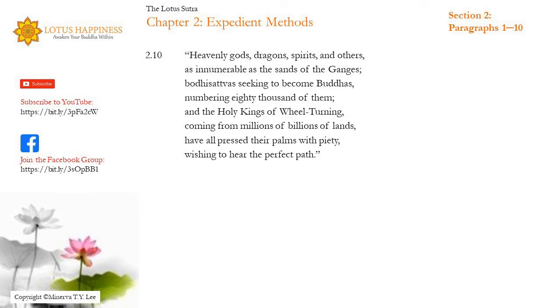Heavenly gods, dragons, spirits, and others, as innumerable as the sands of the Ganges. Bodhisattvas seeking to become Buddhas, numbering 80,000 of them. And the holy kings of wheel turning, coming from millions of billions of lands, have all pressed their palms with piety, wishing to hear the perfect path.